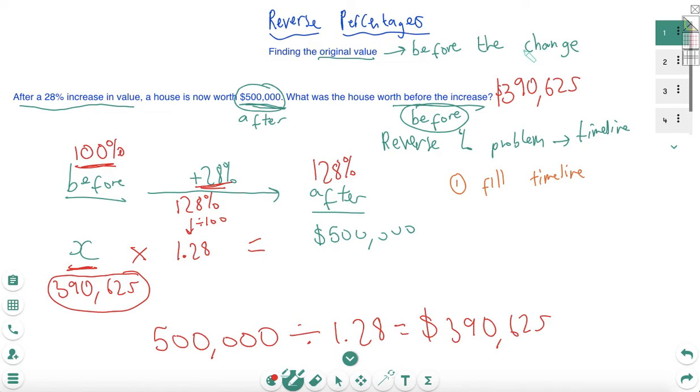So it's very much similar to our last video where we throw in our timeline. This time we knew the after price. We're trying to find the before price. We're increasing by 28%. Remember guys, the before price is always 100%, so 100% plus 28% gives us 128%. We'll turn 128% into a decimal by dividing it by 100 to get 1.28. So something times 1.28 is equal to 500,000, and we reverse by doing division. Hope you found that okay, and let's move on to some practice questions.